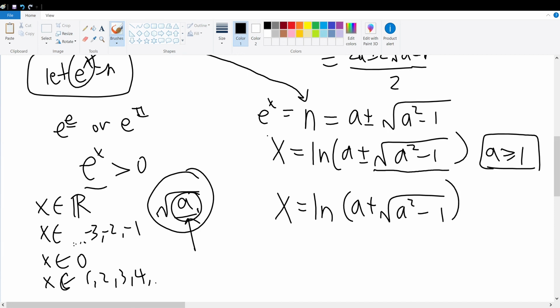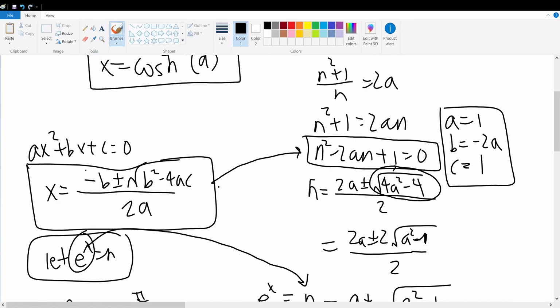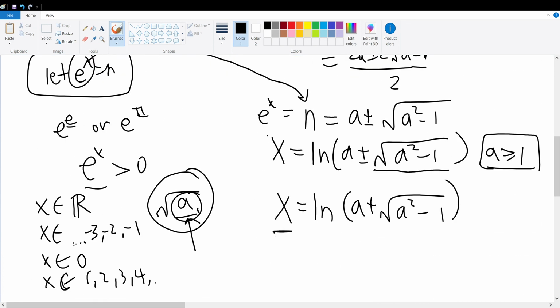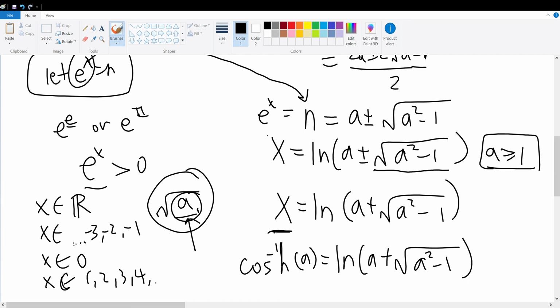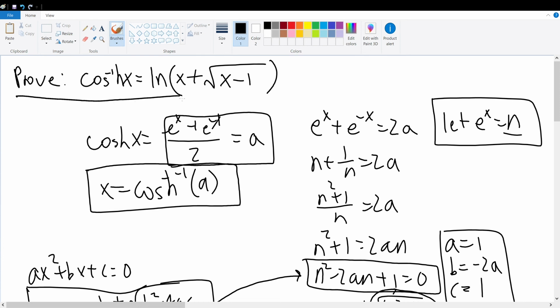Not minus. And remember how we've shown that we can find the variable of x through the arc of hyperbolic cosine of a. That x is the same x as this x. So we can substitute that to get the arc of hyperbolic cosine of a is equal to the natural log of a plus the square root of a squared minus 1. The exact same formula that we were meant to prove right here. Hence proving this identity for the arc of hyperbolic cosine x to be equal to the natural log of x plus the square root of x squared minus 1.